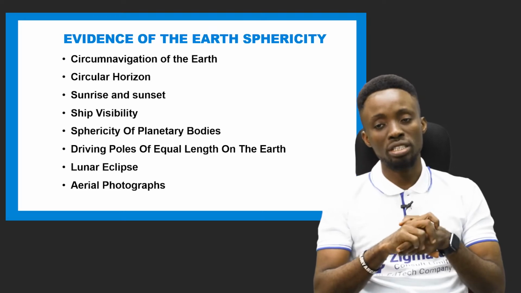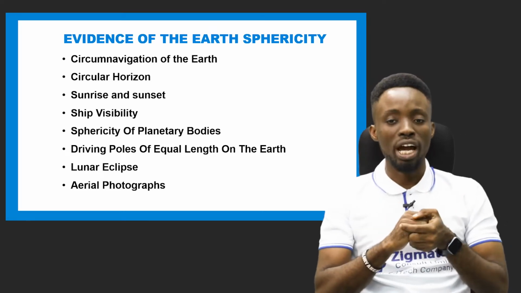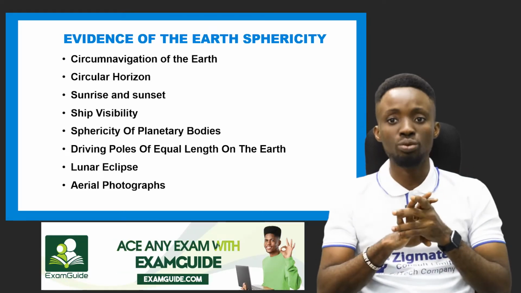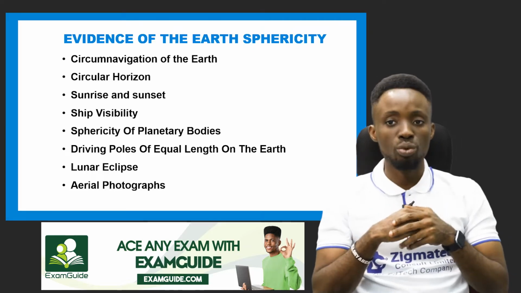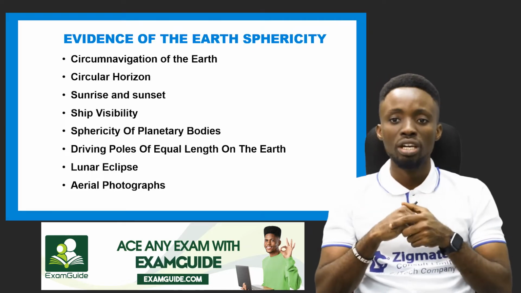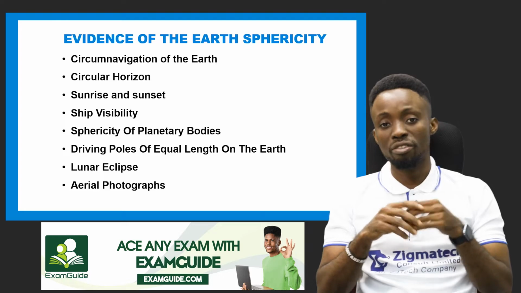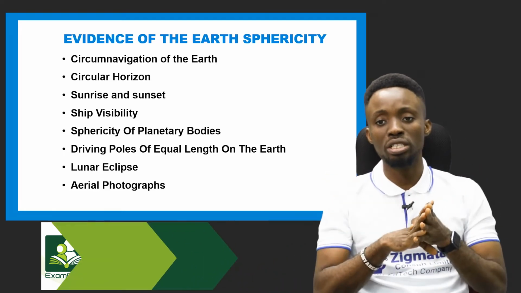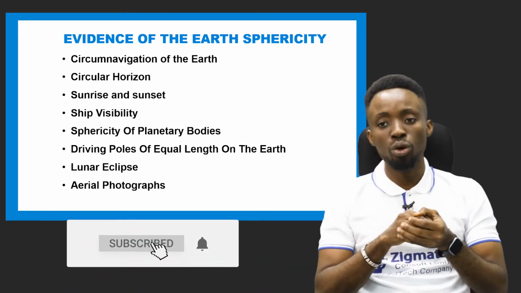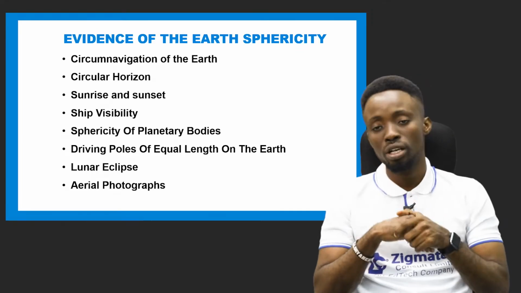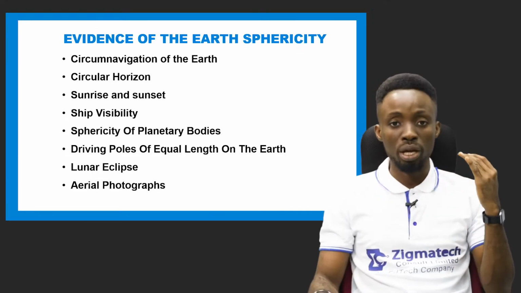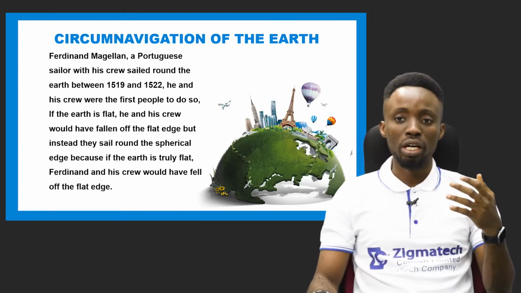The first one is the circumnavigation of the Earth. We have the circular horizon of the Earth. We have the sunrise and the sunset. We have the ship visibility. We have the sphericity of planetary bodies. We have driving poles of equal length on the Earth. We have lunar eclipse, and we also have aerial photograph. So we're going to look at them one after the other.